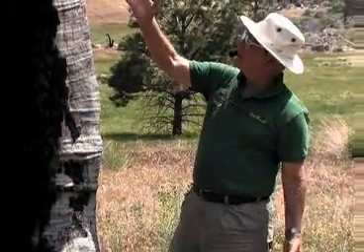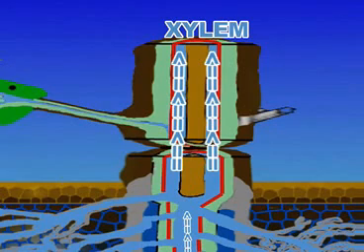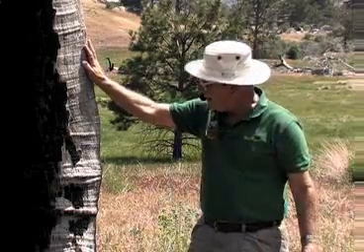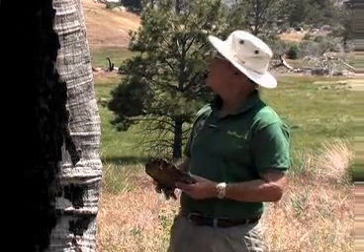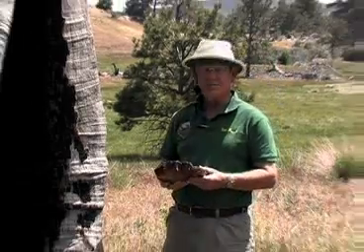So the tubing that carries material up from the soil is called the xylem. And xylem carries water and minerals. The other tubing carries material from the leaves and brings the products of photosynthesis down into the roots, into the tissue of the tree itself, and keeps it alive and happy.